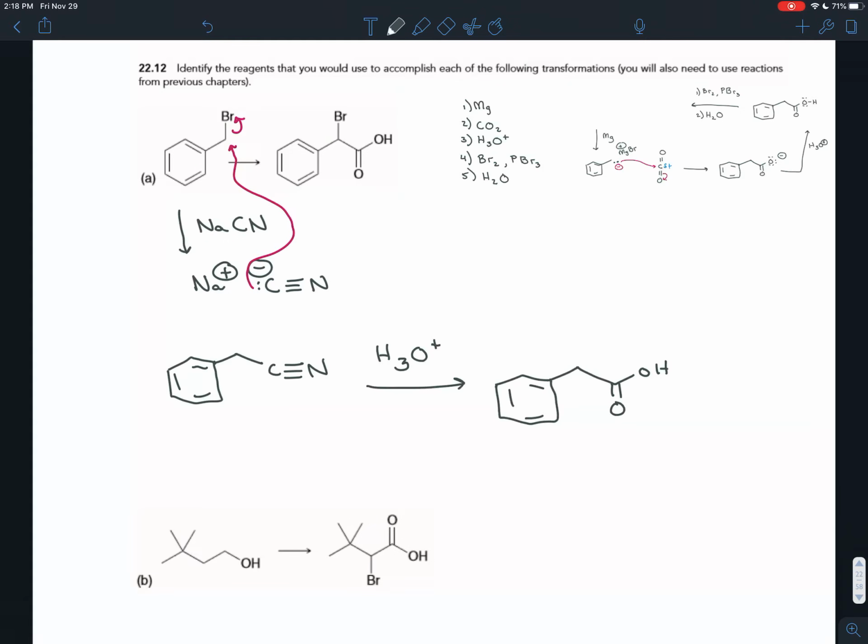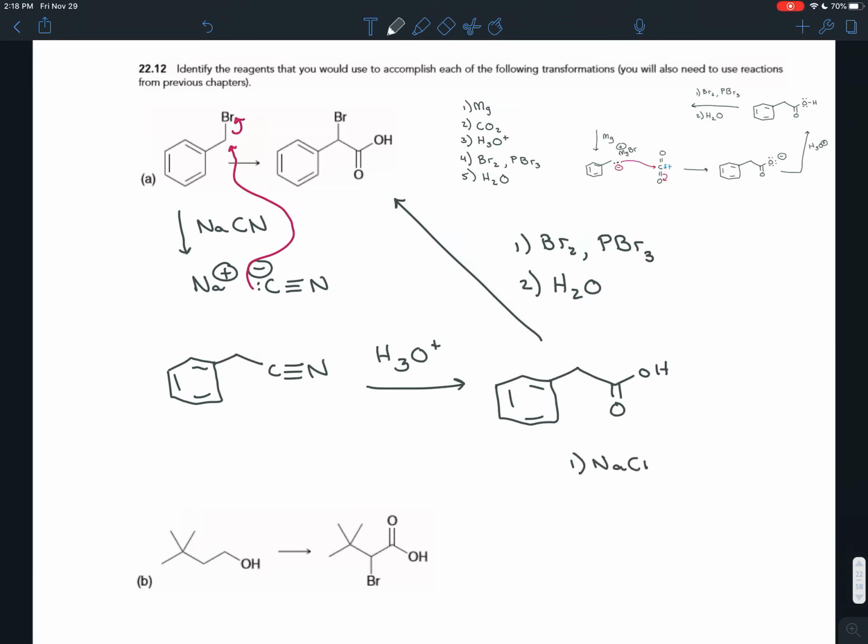Once you have the carboxylic acid, you look for the other difference. It's the bromine on the alpha carbon. You say, bromine on an alpha carbon of a carboxylic acid, easy. That's the Hell-Volhard-Zelinsky reaction. So I use the PBr3 to replace the OH with a bromine. Then molecular bromine adds the bromine onto the alpha position. And you follow it up with some water. So another possible correct answer for this would be first, sodium cyanide, second, hydronium, and then the rest is the Hell-Volhard-Zelinsky reaction. First, bromine and phosphorus tribromide, and then in a separate step, water.